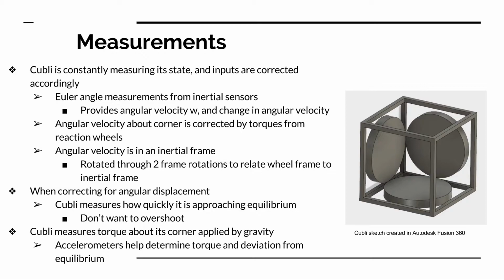It measures its orientation in the form of Euler angles and their rate of change in the form of angular velocity. The torques from the reaction wheels add up to counteract any angular velocity and return the system to equilibrium. Angular velocity is measured with respect to an inertial frame and undergoes two frame rotations to correspond with the wheel frame. When correcting for angular displacement, the Cubli should keep track of how quickly it is returning to equilibrium, so as to not overshoot.